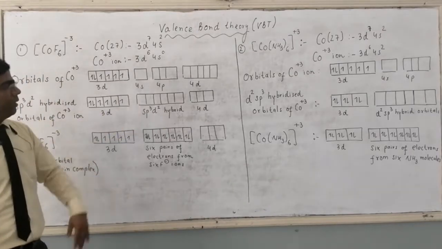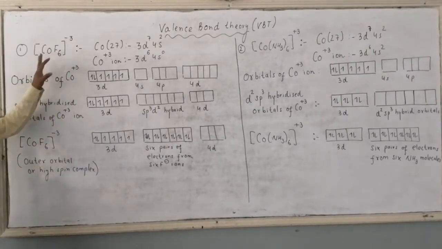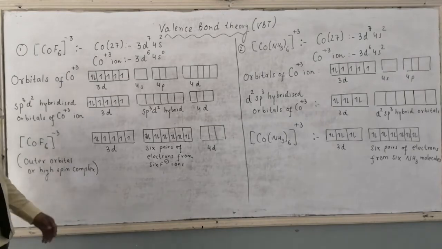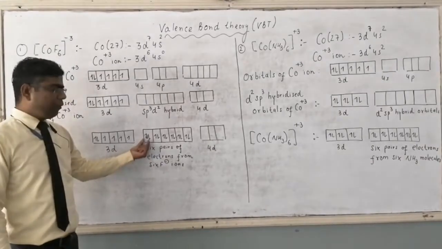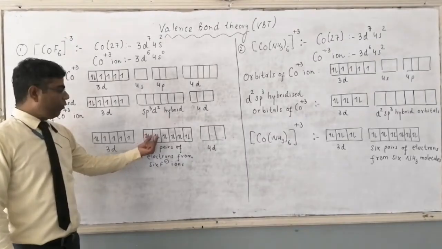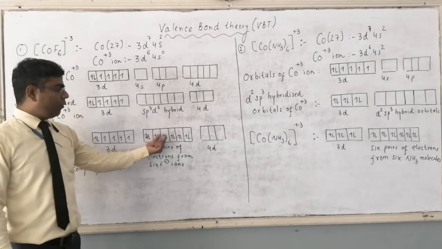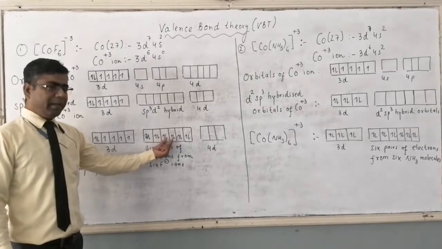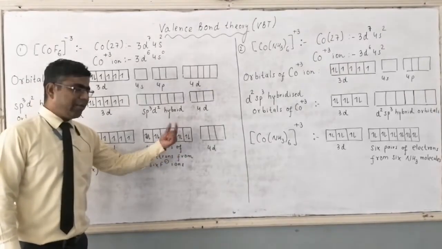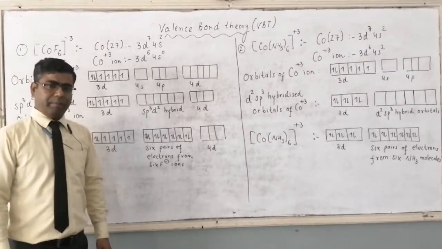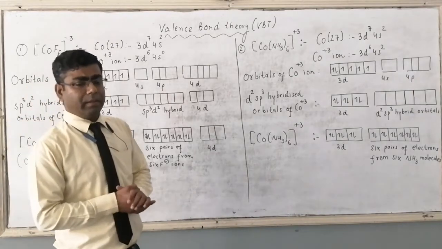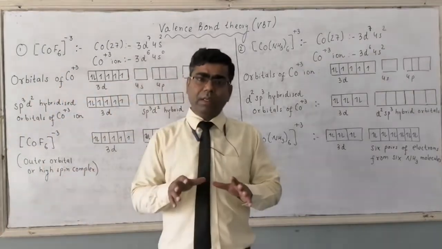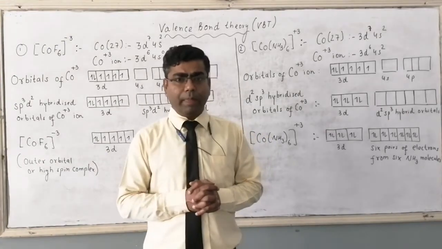Now, in the hybrid orbitals, the F minus ion will contribute its lone pair. So a lone pair from the first F minus, from the second F minus, from the third F minus, the fourth F minus, the fifth F minus, and the sixth F minus. Clear? Because 6 ligands are there, the geometry will be octahedral.